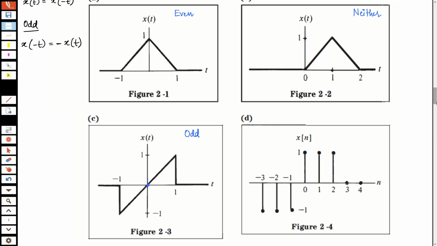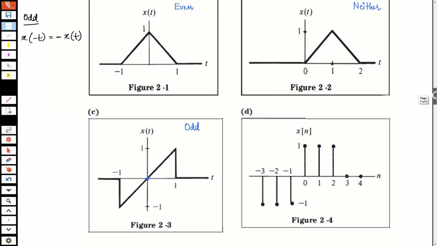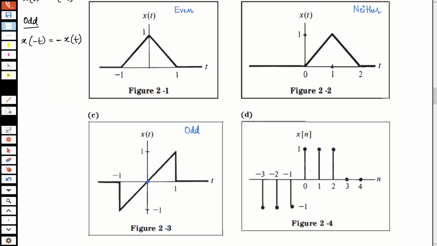Let us look at D. Now, just looking at it, it gives the impression that it is an odd signal, but if you look at it closely, you notice that this is the plane of reflection, right? So it is not really perfectly reflecting. These three samples are not getting reflected here. X of minus 3 is not equal to minus of x3. So this is neither odd nor even.